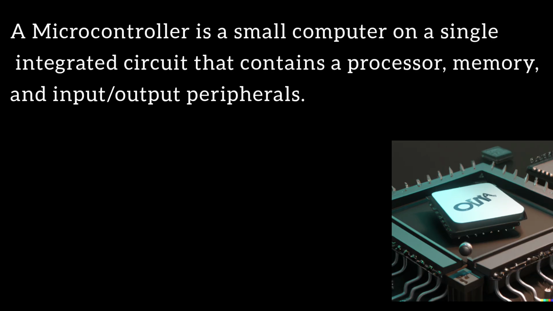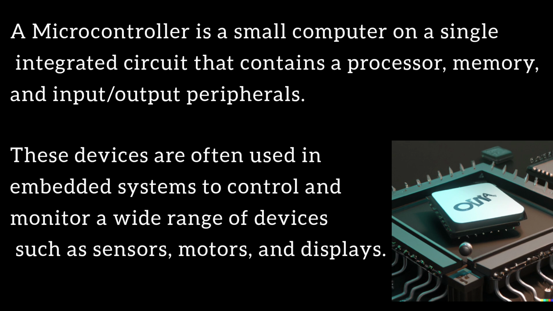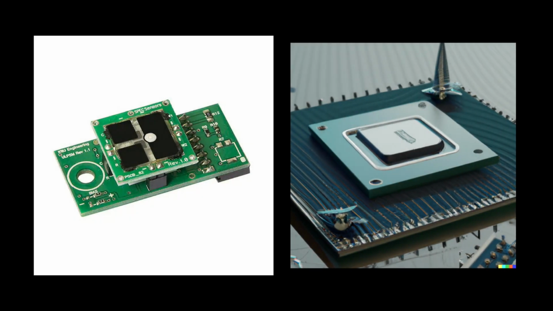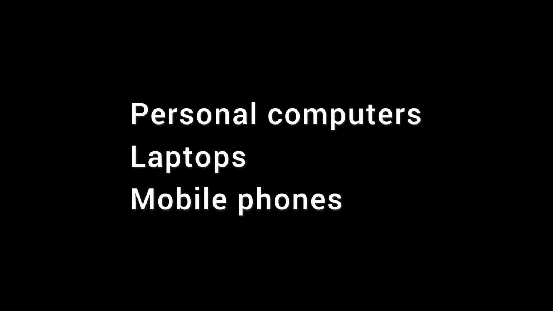A microcontroller is a small computer on a single integrated circuit that contains a processor, memory, and input output peripherals. These devices are often used in embedded systems to control and monitor a wide range of devices such as sensors, motors, and displays. On the other hand, a microprocessor is a central processing unit, which is CPU, on a single chip that performs arithmetic and logic operations. Microprocessors are usually used in personal computers, laptops, and mobile phones.